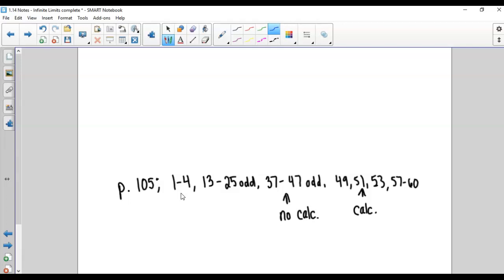37 through 47 are going to be your one-sided limits, and I do want you to try to do those without a calculator, like I was doing here, plugging numbers in to see by hand. But on 49, 51, 53, and 57 through 60, I want you to use a calculator. You can look at the graphs. Sometimes you might have a hard time getting a good picture, so if the graph is not working, you could also use a table on the calculator. So I want you to use a little bit of both. Okay. Any questions?